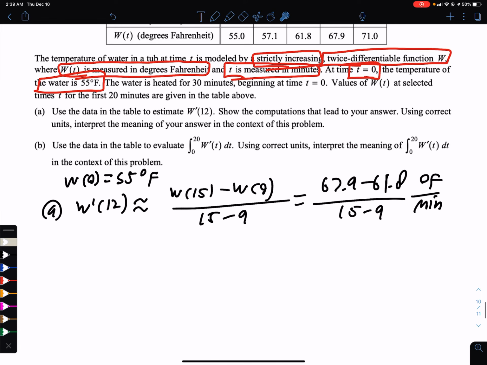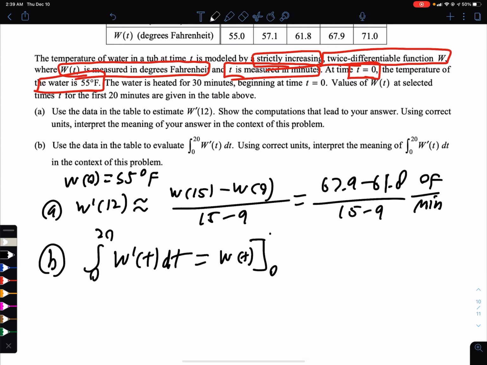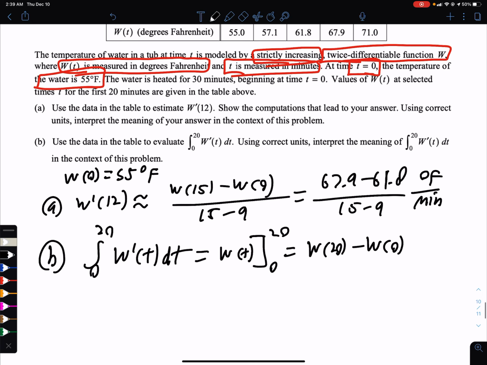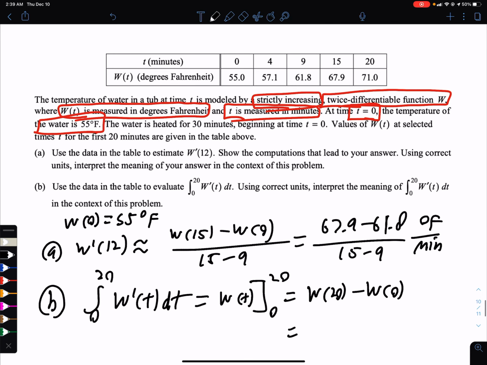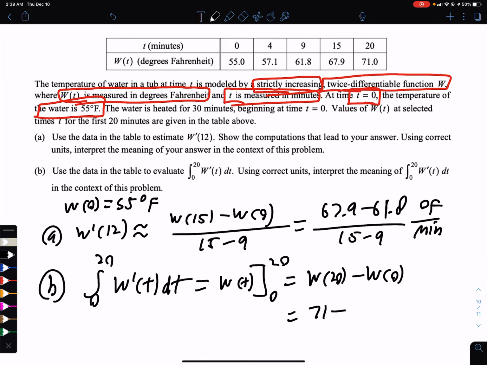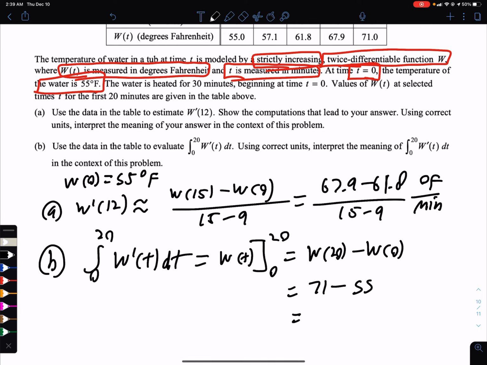But here's B. Let's look at B. This is the big one. The integral from 0 to 20 of W prime of t dt. Well, this is the fundamental theorem of calculus. What does it say to do? First step, find the antiderivative of that, which is W of t. Then you plug in 20, which is W of 20, and you plug in 0, which is W of 0, and what do you get? 71 minus 55. So what's that, 16, I think? 16 degrees Fahrenheit.